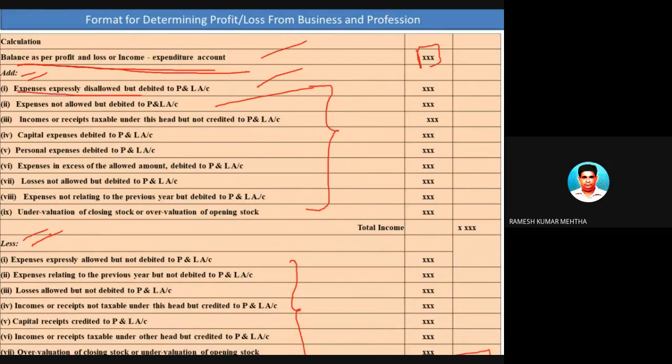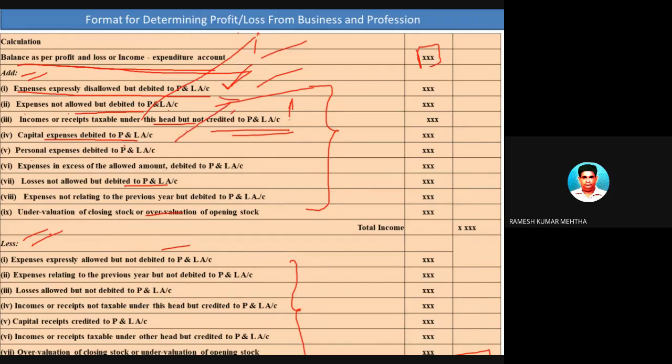Expenses which are disallowed but debited to profit and loss account, why it should be added, I will give a numerical illustration of each and every item which are shown here. For example, expenses not allowed but debited to profit and loss account should be added. Incomes or receipts taxable under this head: certain incomes and receipts are there which are going to be taxed under the head income from business or profession, but not credited to profit and loss account. So we have to add back. Capital expenses debited to profit and loss account should be added.